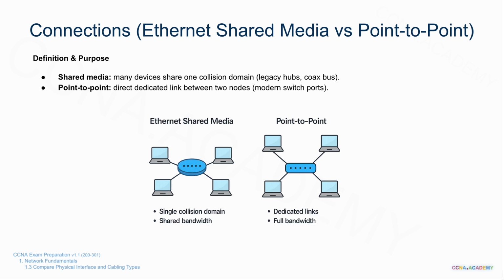Ethernet connections can be based on shared media or point-to-point links. Shared media allows multiple devices to use the same communication channel, while point-to-point provides a direct link between two devices. The purpose is to highlight how connection types influence network performance.